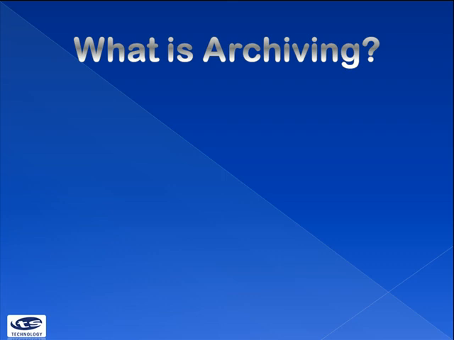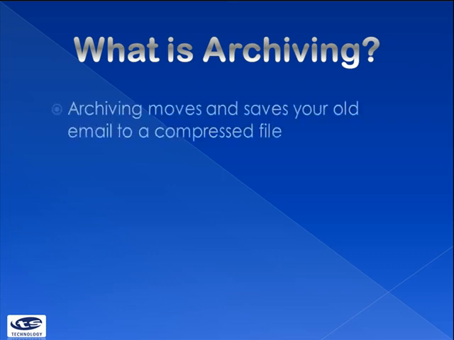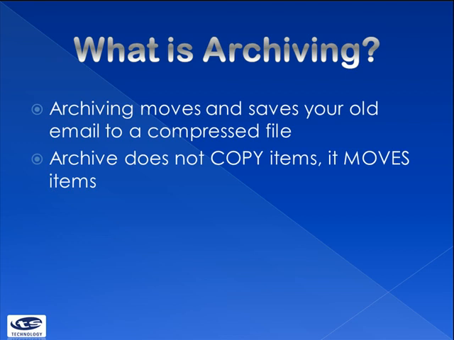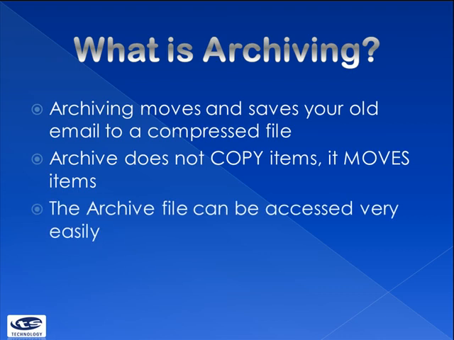Let's start with what is archiving. Archiving means to move your old, unused, but still necessary to keep email and save them in a compressed format. This may sound like the same thing as a backup, but unlike a traditional backup in which a copy of items are made, archived items are moved to a separate Outlook data file. This file can be easily accessed at any time by opening the file.